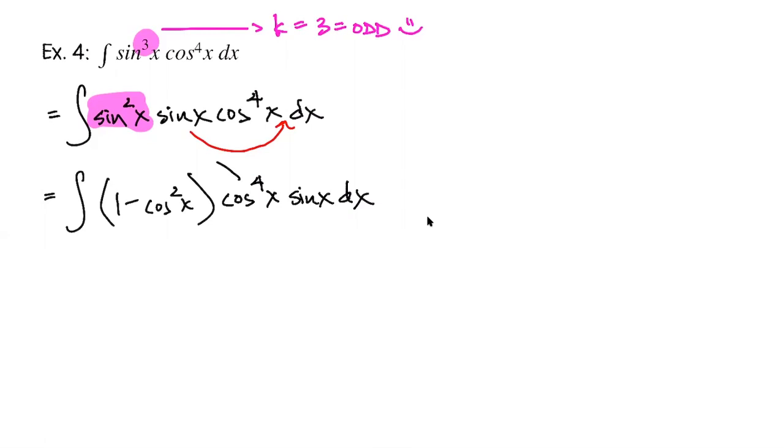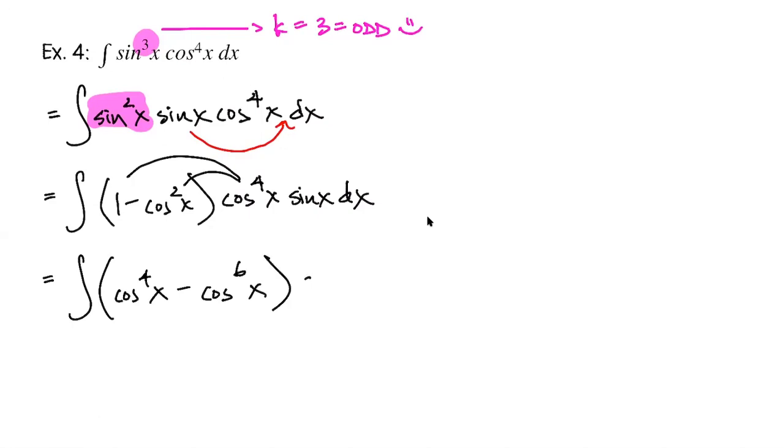Now I'm going to go ahead and distribute that cosine to the 4th to the 1 as well as to the squared. And that will leave me with cosine to the 4th x minus cosine to the 6th x (add the powers) times sine x dx. And this is all set for our u substitution.